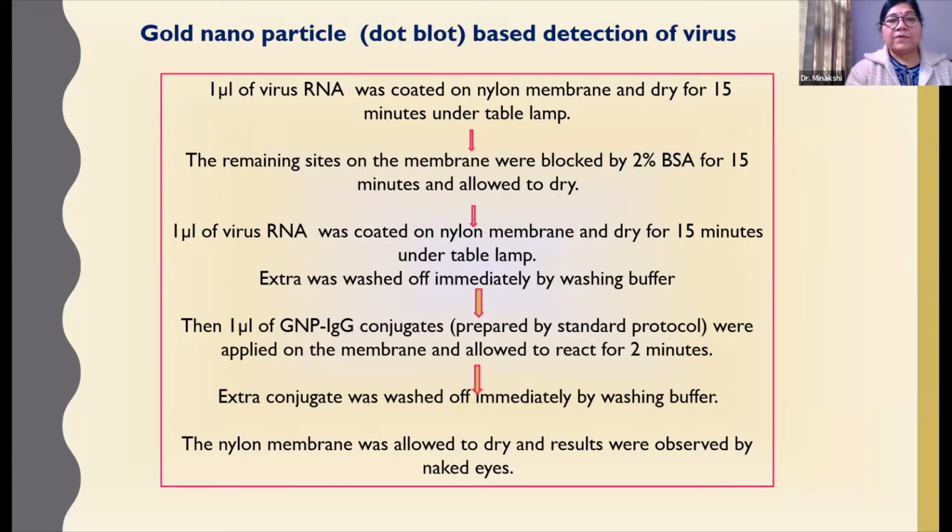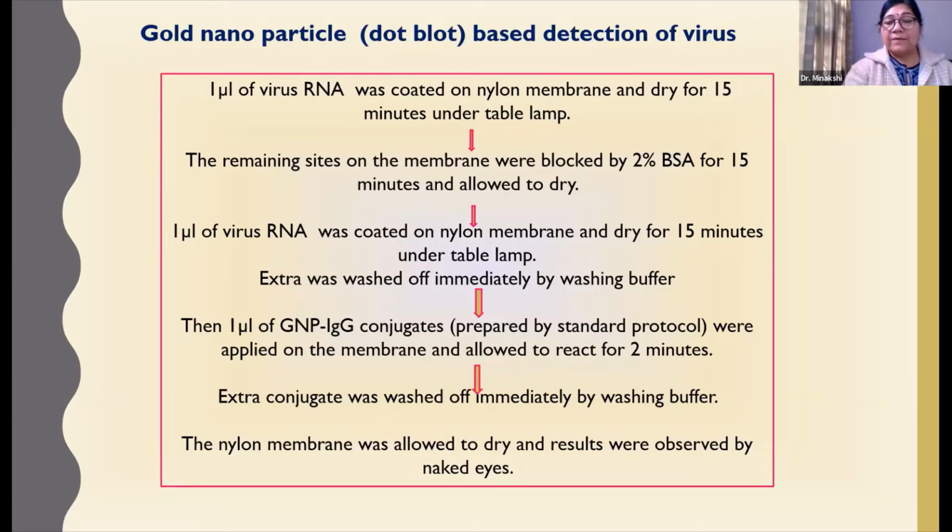Sorry, I have put it wrong. So we have to add the sample, just 1 microliter of the field sample, then wait for 15 minutes, then wash the extra, superficially attached serum from the membrane. Then we add just 1 microliter of the gold nanoparticle conjugated to IgG onto the membrane, wait for just 2 minutes, then wash away the extra attached, and then see the result with the naked eyes.